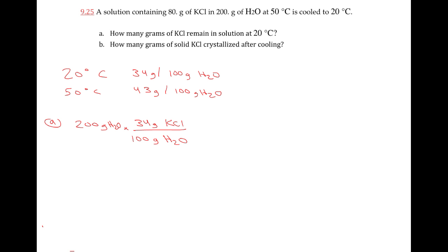So if I do my dimensional analysis, I cancel out my units, so grams of water and grams of water. So it's basically multiplying the number 34 by 2. So I end up with 68 grams of potassium chloride. That's how much would still be in solution. So the answer to A is going to be 68 grams. That's how many grams of potassium chloride are going to still remain in solution.